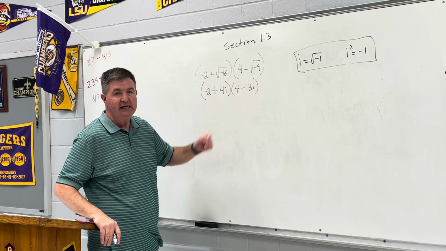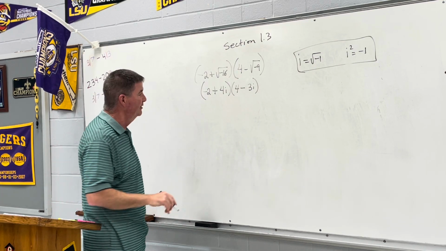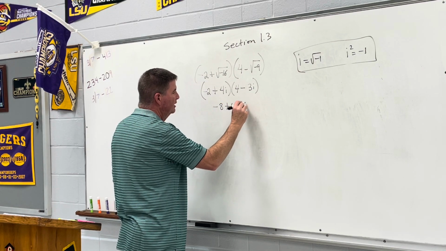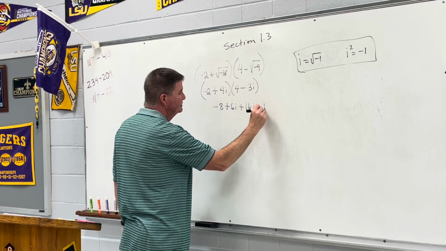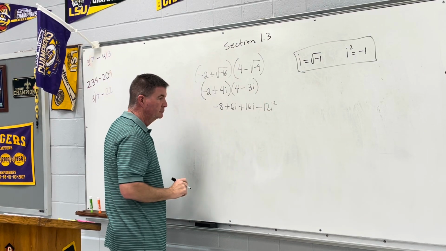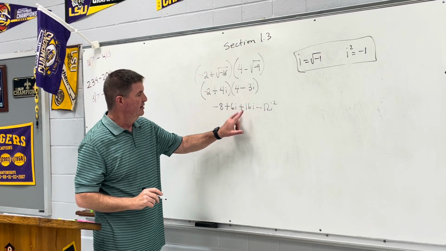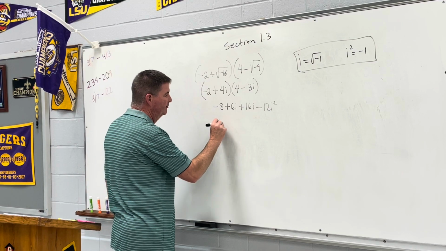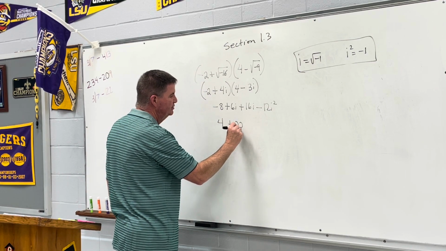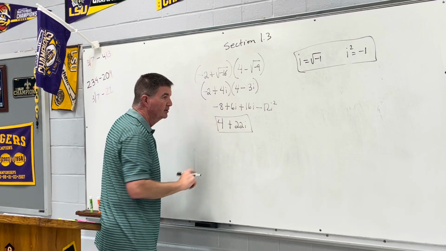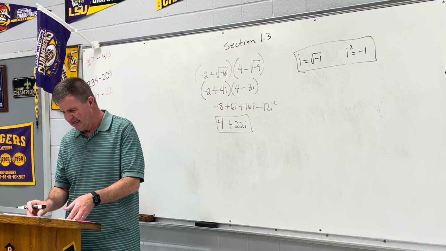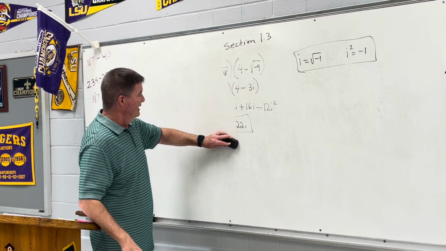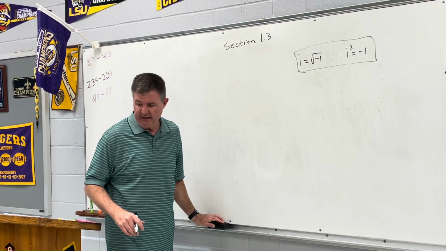Now we're going to do exactly like we did the last problem. We're going to FOIL it together. That's going to give me negative 8 plus 6i plus 16i minus 12i squared. Now we're going to combine like terms, and we're going to add 12 because i squared is negative 1. So that gives me 4 plus 22i. And that's about as complicated as they get. It really is not that big of a deal once you do several types of problems.